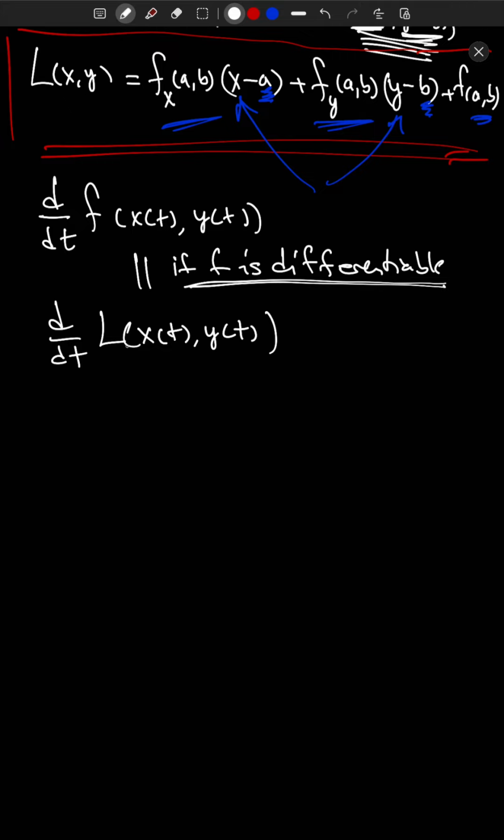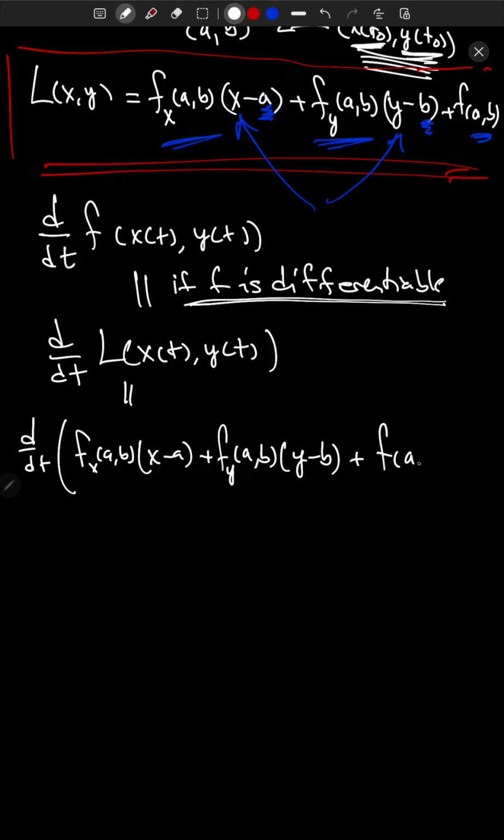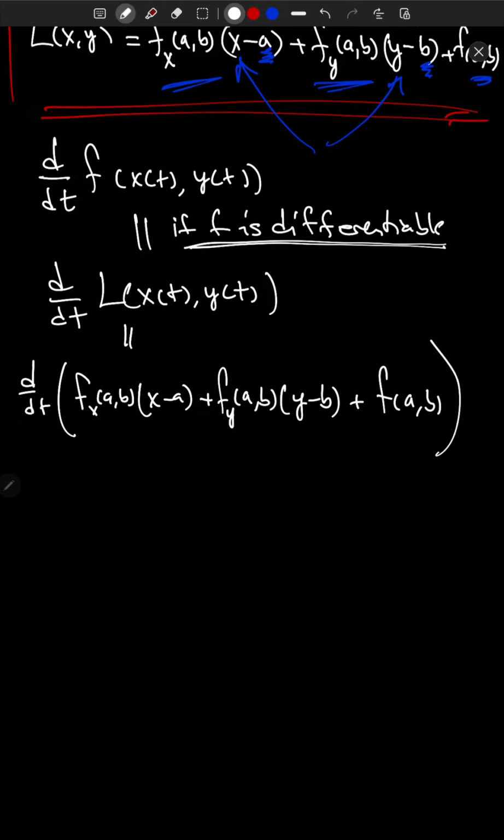Why did I do this? Well, L is super simple. We have the formula for L right up here, so let's write this out. d/dt of L of x of t, y of t is equal to d/dt of f sub x a b, x minus a, plus f sub y a b, y minus b, plus f of a b. And we're plugging in x of t, y of t, so that x is actually x of t. I probably should have written it like that. This y is y of t.